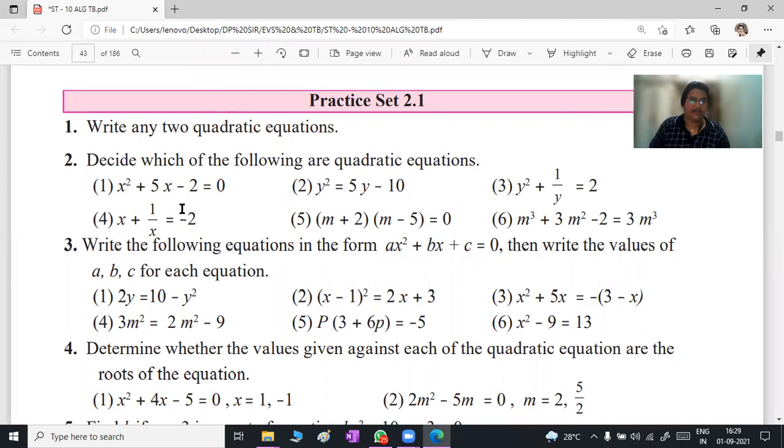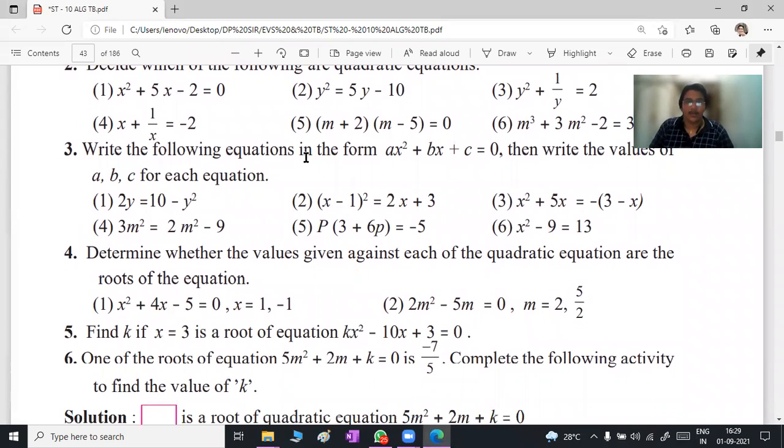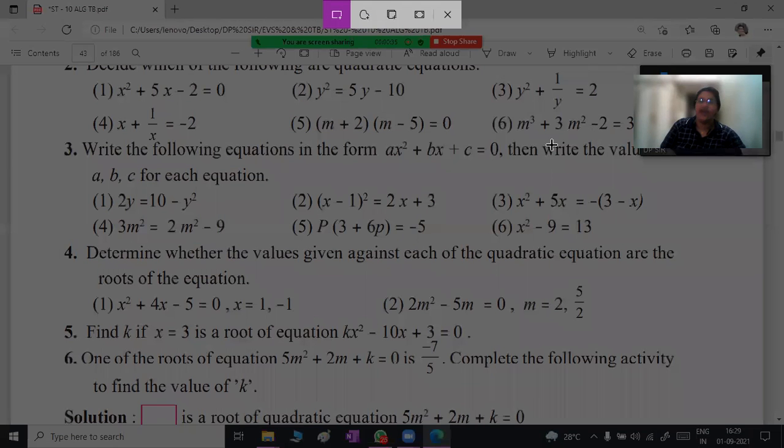So, basically, we are supposed to begin with question number 3. Let's start. In the following equations, you need to compare it with the standard form, that is ax squared plus bx plus c is equal to 0, and write the values of a, b, c in each of the given equations.